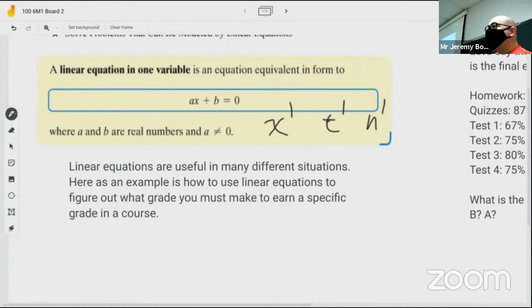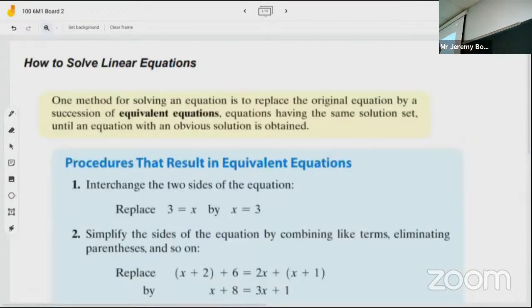Any questions on that? If a was 0, then it would just be b equals 0, like nothing, right? All right, so linear equations are useful in many different situations, in real world situations as well as in math. Now, how to solve linear equations.